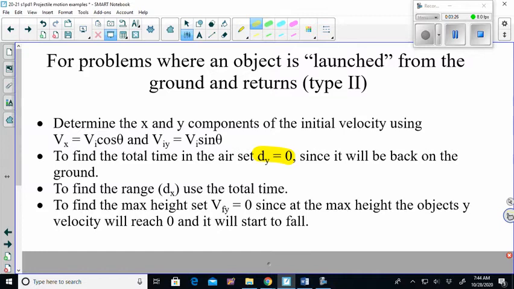Now, a couple people made the mistake in the test, I believe it was, where you used the total time in the air to try and find the maximum height. The total time is not at the maximum height. The total time is when it's back on the ground. So the time you find is not going to be the time you can use to find the maximum height. What will be the time to the maximum height?